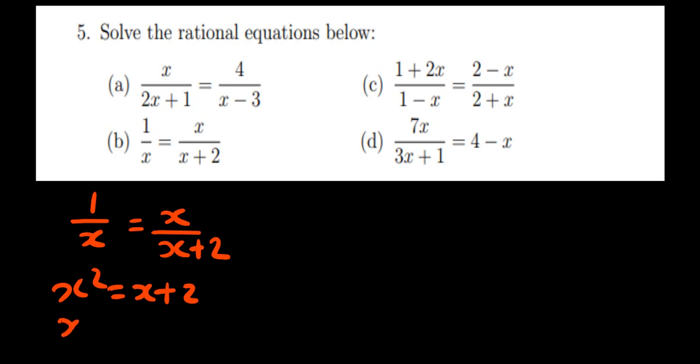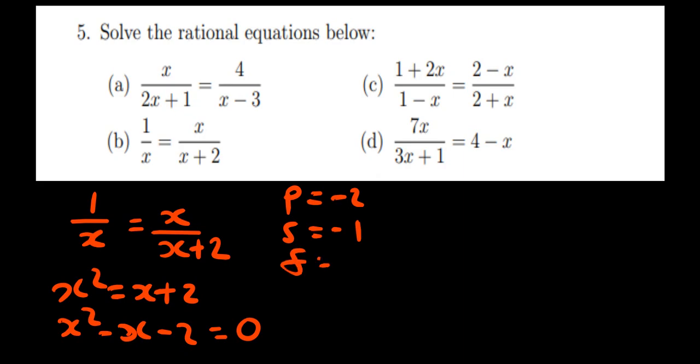So x squared minus x minus 2 is equal to 0. The product in this case is negative 2 and the sum is negative 1. Factors: any two numbers that we can multiply to give us negative 2, and when we add them, they give us negative 1. So negative 2 and 1, can they do that?